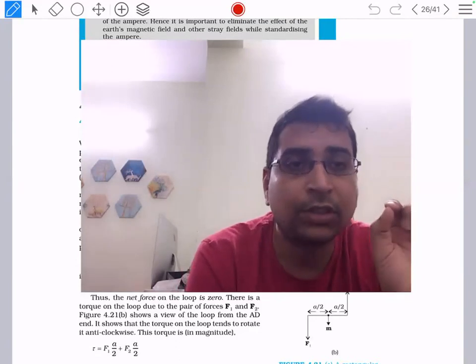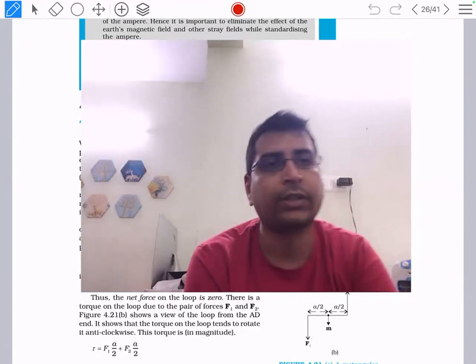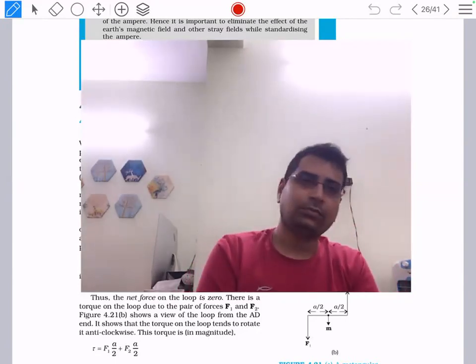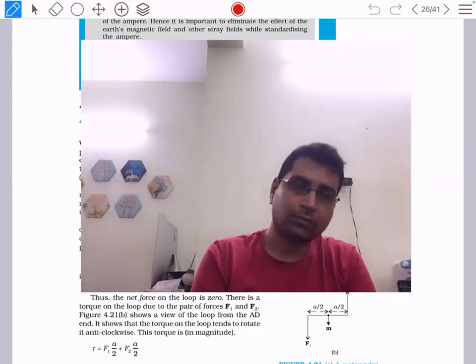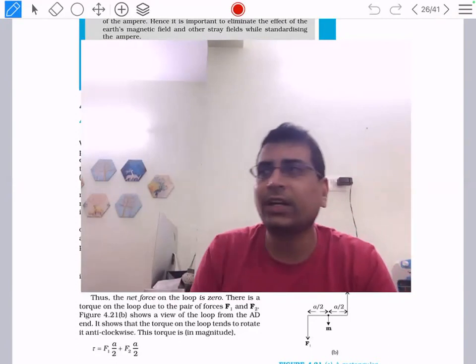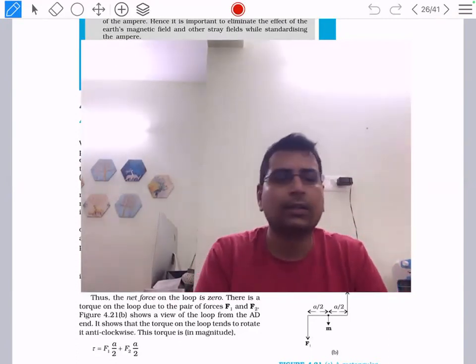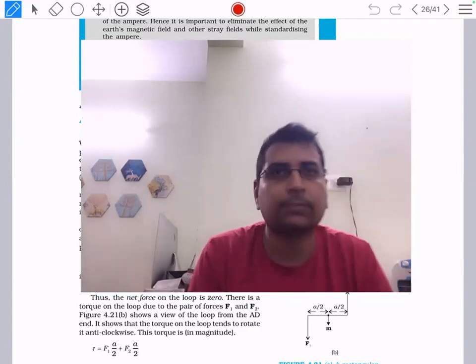Now the next question is, what will happen if you place a current carrying loop in magnetic field? What is going to happen next? When you place a current carrying loop, it will experience torque.